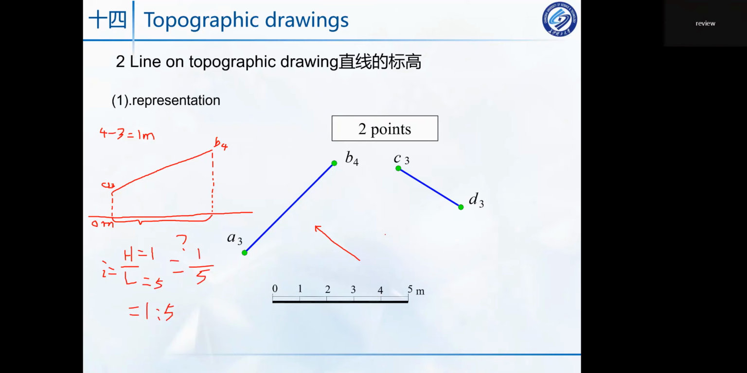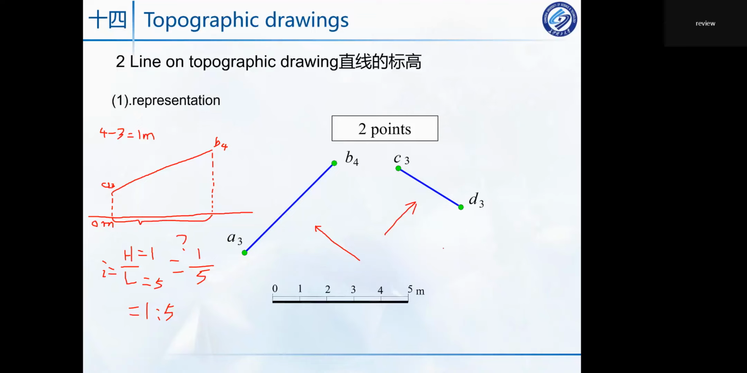So I gave you 3 minutes to think about this question. The slope of which one? So it's 0? The slope of which line? Oh, this one. This one, CD, the slope of CD.